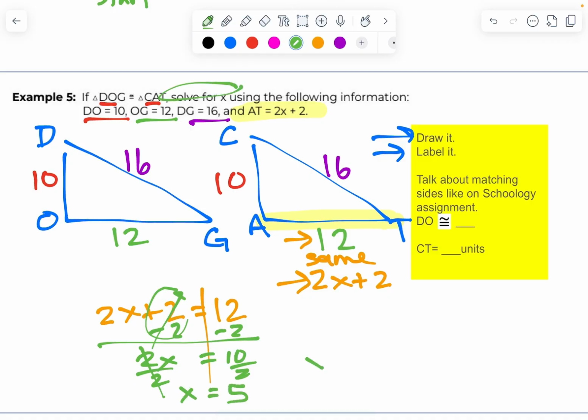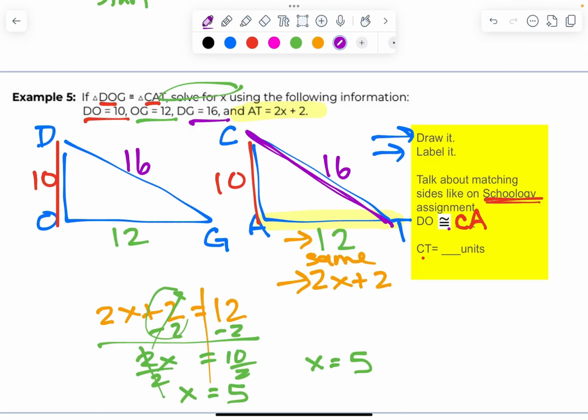It says solve for x equals 5, but I also want to connect this to your Schoology assignment. It's also going to ask you, DO is congruent to, and we're going to connect that. It wants DO from D to O, and that's going to be the same as C to A. So on Schoology you're also going to have to talk about the sides that are congruent. Then it says CT is blank units. CT is right here, and CT is 16 units, and we got that because it matched DG. So you're going to need to be able to transfer from one triangle to the congruent triangle.